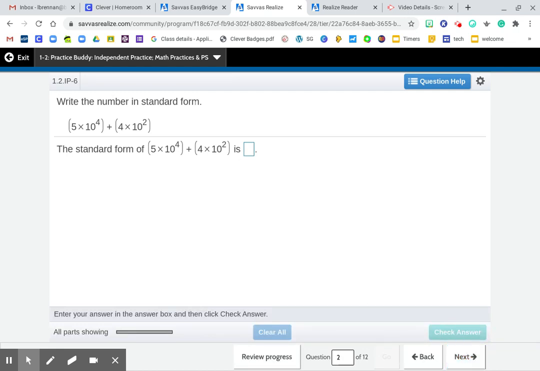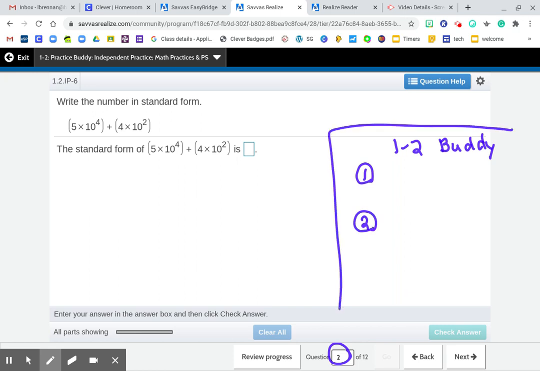So write the number in standard form, and we just said, oh, that's right, that's the normal way you write a number. So in your notebook, you can be writing, this is question number 2, and in your notebook, you can put on the top of your notebook page, 1-2 is the lesson, and we're doing buddy practice. If you want the work written out, if a family member wants to look at it, you can number in your workbook, your notebook. So it's nice and neat. So you've got that in your book.